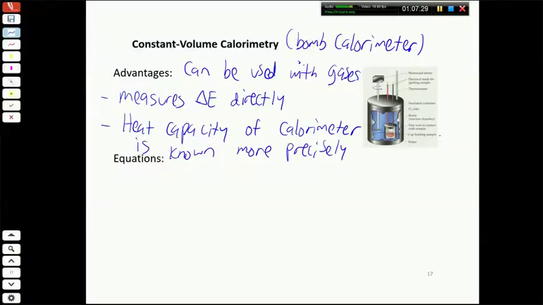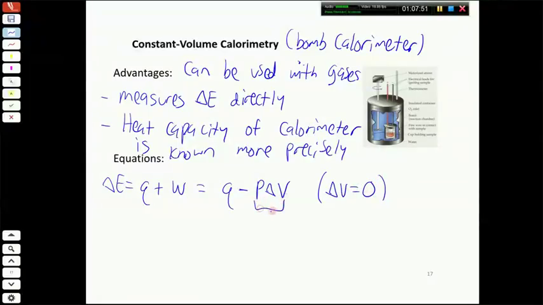Alright, so as I said, this measures delta E directly, and the reason for that is that we said last time that delta E is equal to Q plus W. And we can rewrite work as being P delta V. Now, in a constant volume calorimeter, delta V is 0. So this whole term then becomes 0 in a constant volume calorimeter, which means delta E would be equal to the heat measured at constant volume.